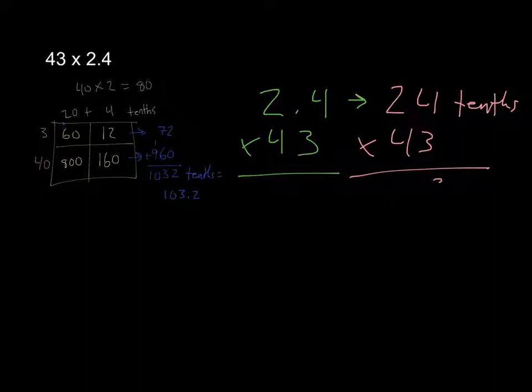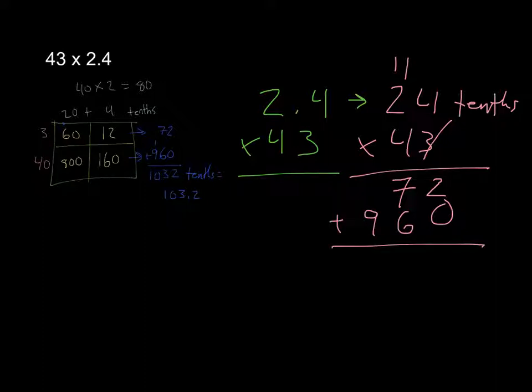3 times 4 is 12. 3 times 2 is 6, plus 1 is 7, so 72. Okay, move down. 4 times 4 is 16. Carry my 1. 4 times 2 is 8, plus 1 is 9. Okay, add it all together, and I have 2 plus 0 is 2, 7 plus 6 is 13, carry my 1. Okay, again, I have 1,032 tenths.